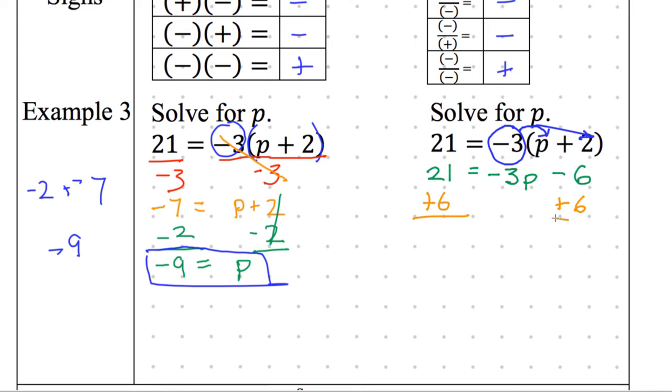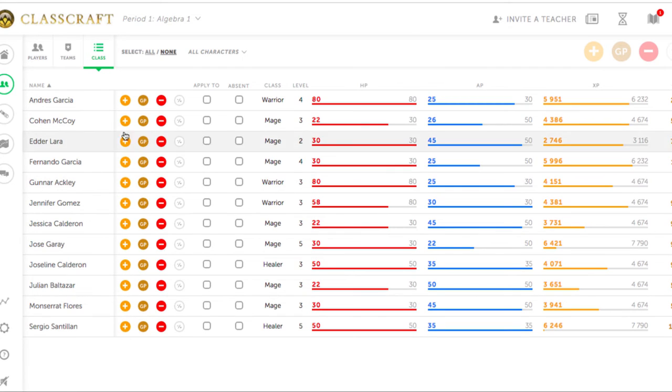And what do I have on the left, Andres? 27. And what do I have on the right? That's a -6 and a positive 6. That's 0. I agree those cancel each other out. And I have -3p. There it is. Thank you, Andres.